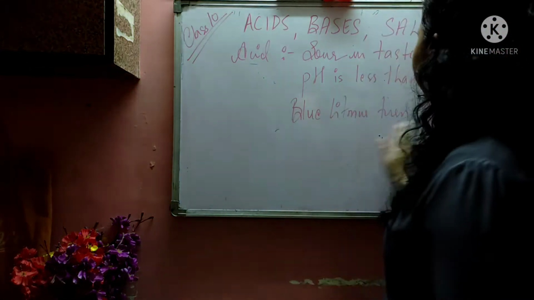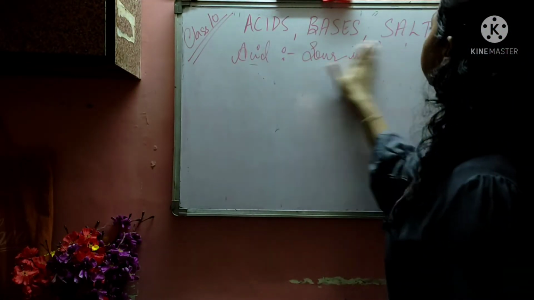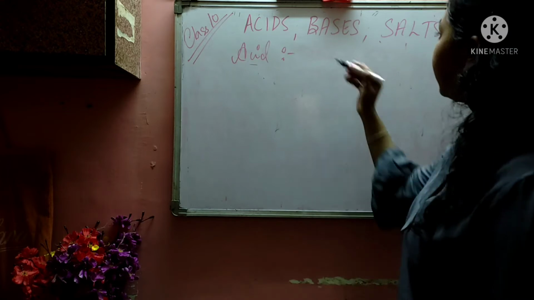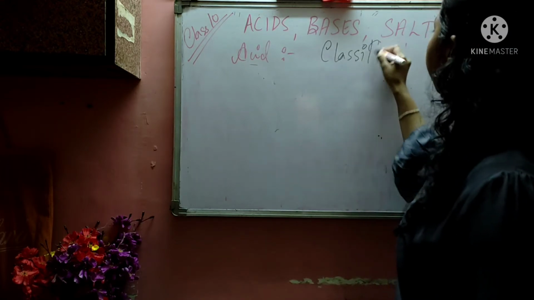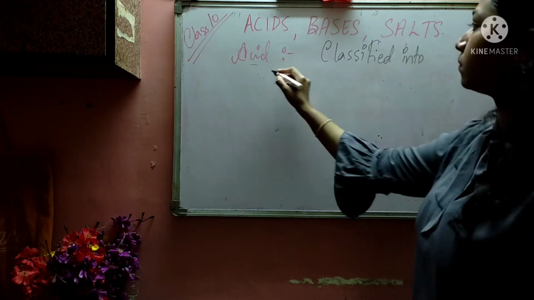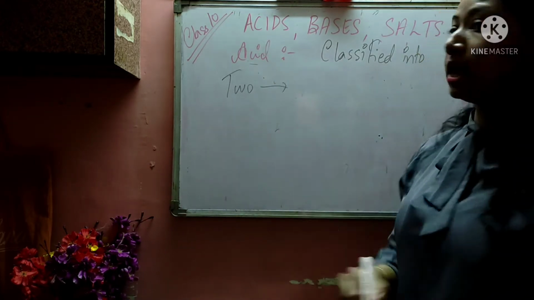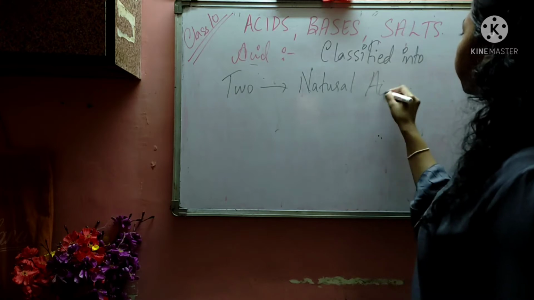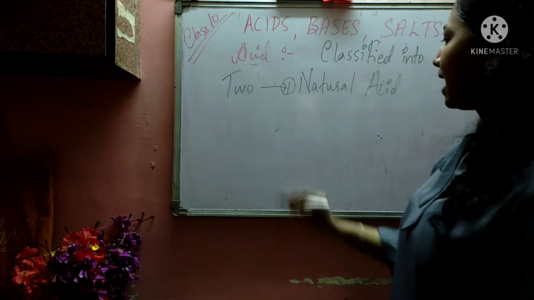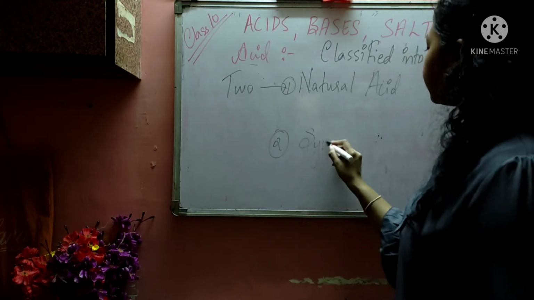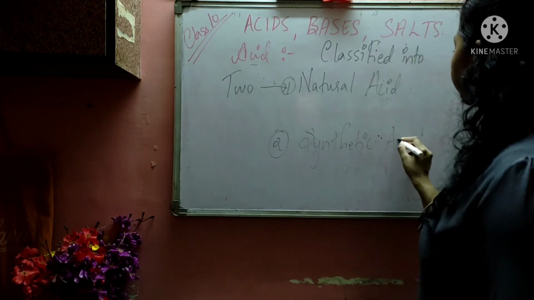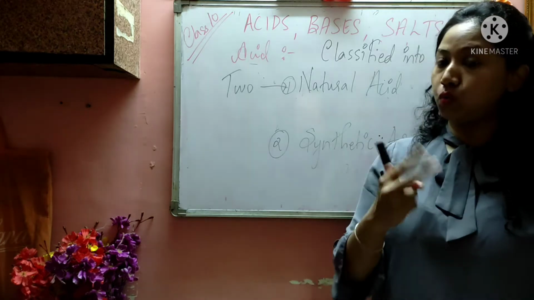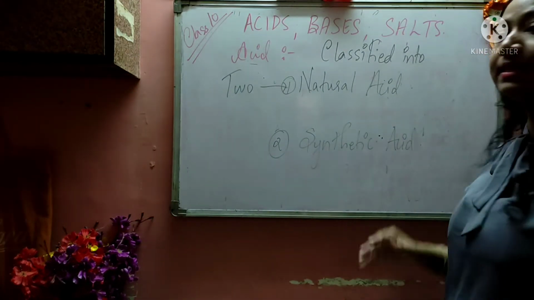Now there are basically two types of acid. Let's see what they are. Acid is classified into two: first natural acid, and second synthetic acid.